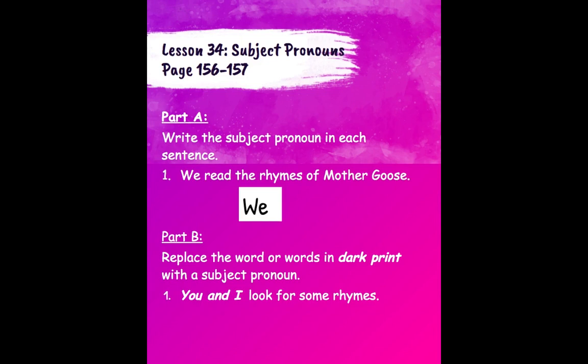And then part B says replace the word or words in dark print with a subject pronoun. So my dark print isn't coming up as easy as it is in your book, but I italicized it and bolded it, so it's kind of standing out. So we're going to find the dark print in your book, okay? And in this case, it's you and I look for some rhymes. So you and I is my underlined and in my dark print. And so we want to replace that phrase with a pronoun just like we did on the previous slide.